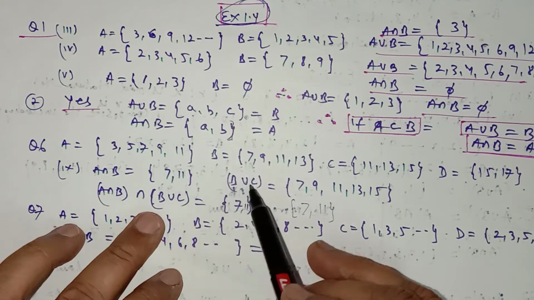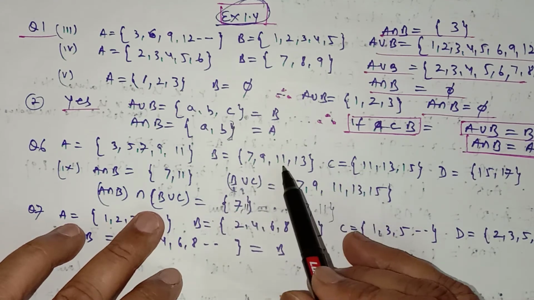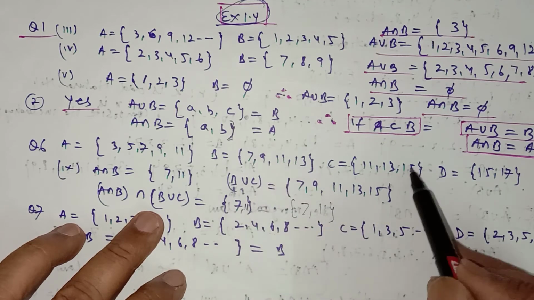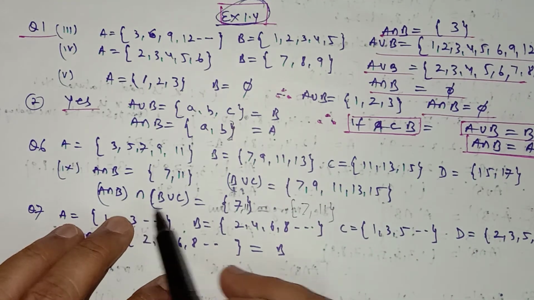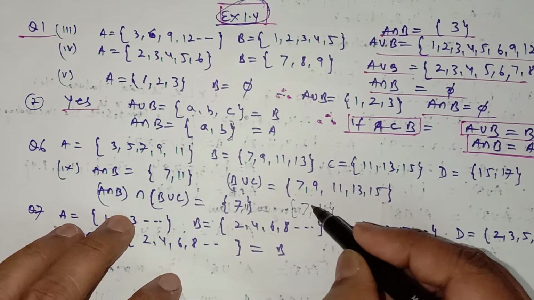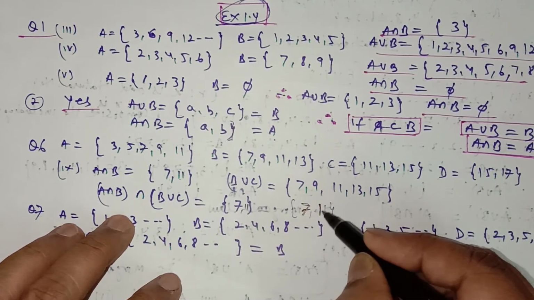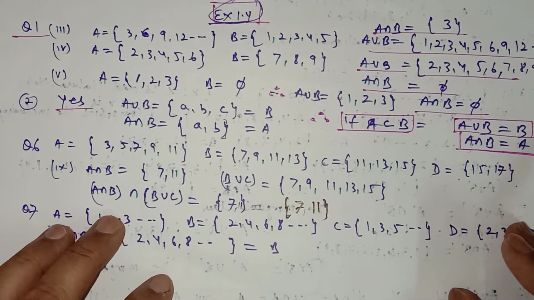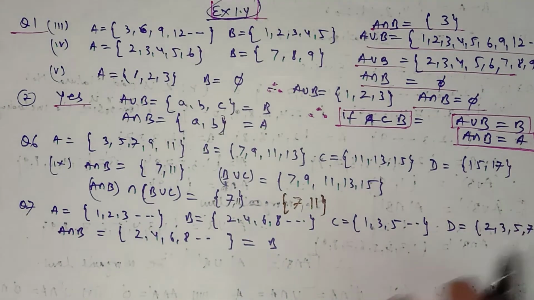Then you have to find B union C. So B union C is the total elements of the sets B and C, so it is coming out to be 7, 9, 11, 13 and 15. And the intersection sign is there, so you have to find the common elements of these two, which is coming out to be 7 and 11. So this is the way you have to do question number 6, in which we have to find the union or intersection. In 7, the sets are given in the set builder form.